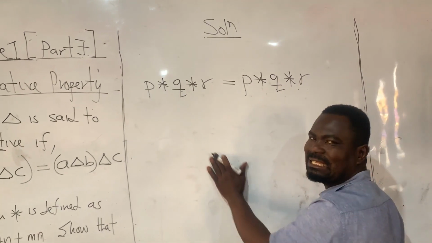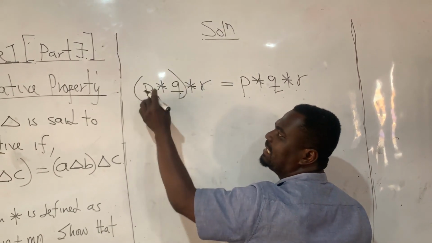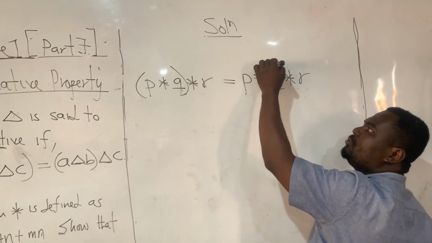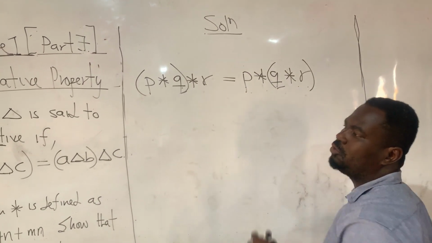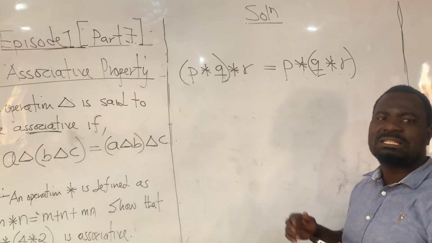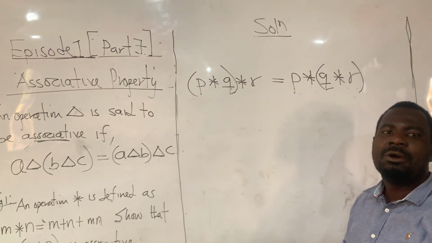Now the difference is when you put your bracket in your first two, when you come to your right, you are going to introduce your bracket to your last two. In that case, you say that the operation is associative property, or you are dealing with associative property.